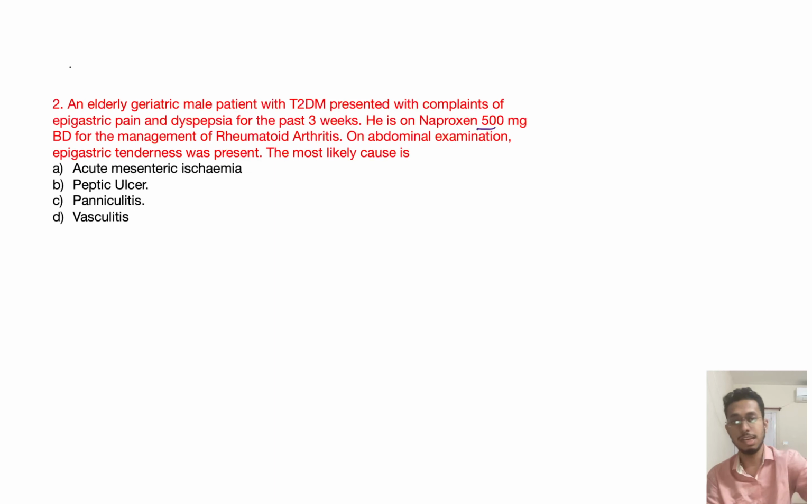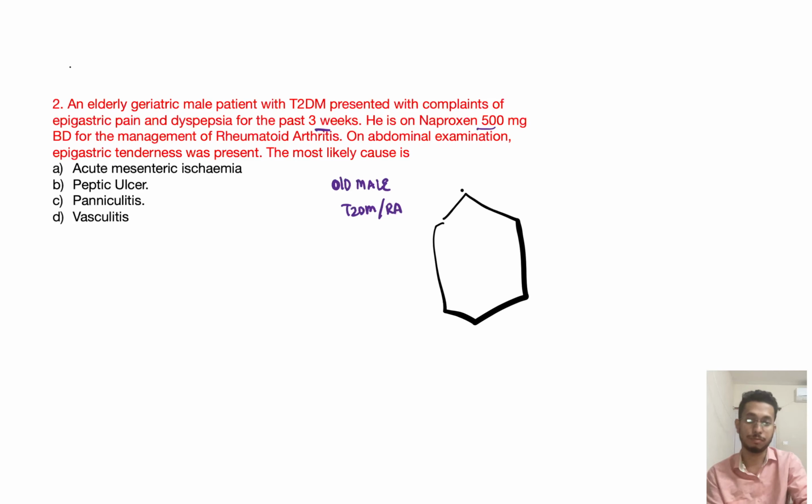Now, coming to the next question, what does it say? An elderly geriatric male patient with diabetes presented with complaints of epigastric pain and dyspepsia for the past 3 weeks, and he is on Naproxen 500 mg twice a day for the management of rheumatoid arthritis. On abdominal examination, epigastric tenderness was present. What is the most likely cause? So basically they are asking about an old man who presented with epigastric region tenderness for the last 3 weeks.